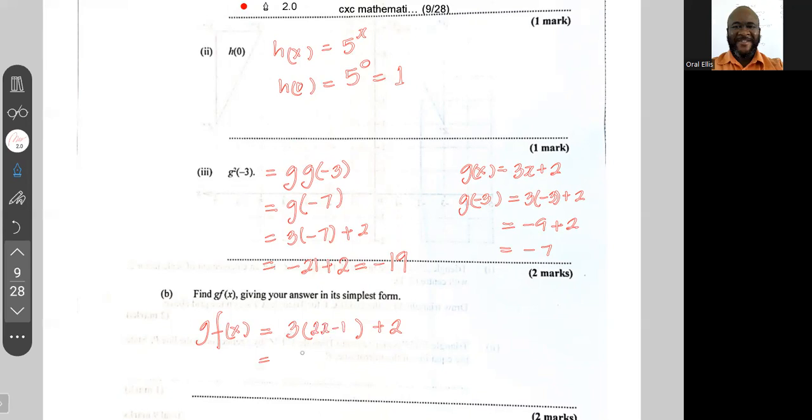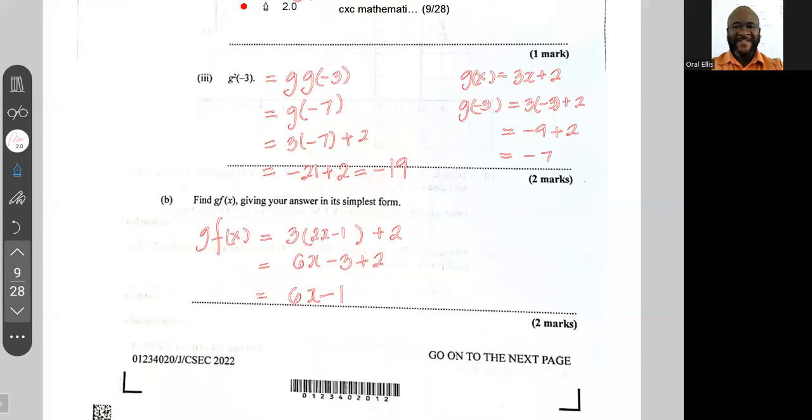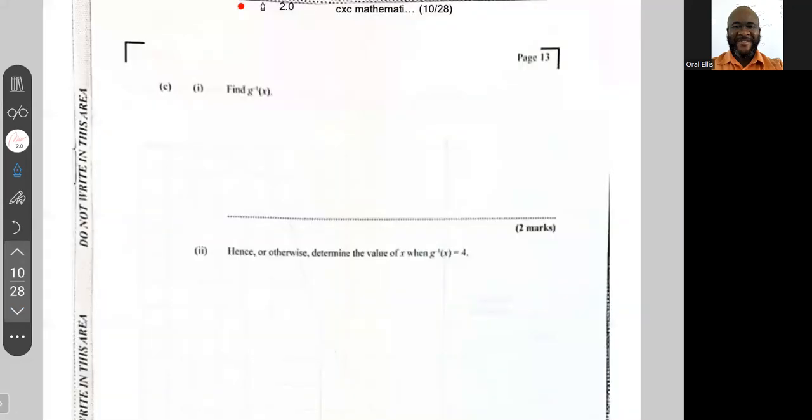The distributive law says whatever is in the bracket is multiplied by what is immediately outside the bracket. 3 2s are 6, 6x. 3 1s are 3, plus 2. This is 6x. Minus 3 plus 2 is minus 1. If the signs are different, subtract and keep the sign of the larger number. G of f of x is 6x minus 1. Let's see what's coming next.